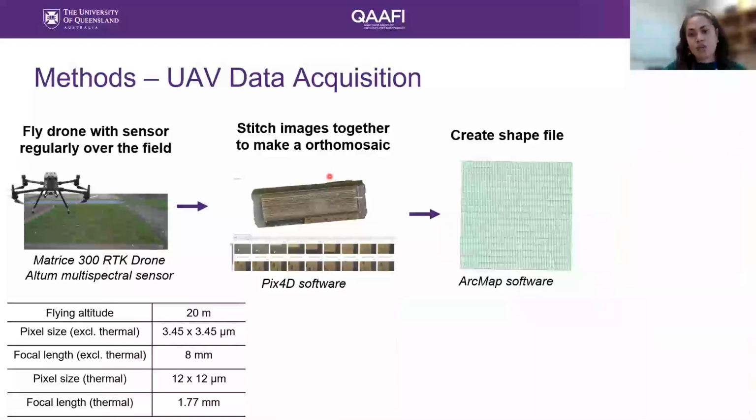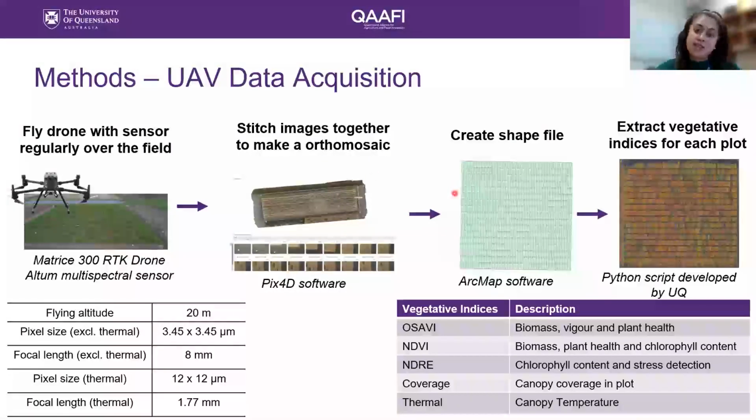We then create a shapefile, which segments out each individual plot in the field. From that, we can extract the UAV data from each individual plot at each time point. These data points are usually vegetation indices, which are created based on reflective bands in the image. Some of the indices that we look at are OSAVI, NDVI, and NDRE. These have been linked in other crops to biomass, vigour, plant health, and chlorophyll content.